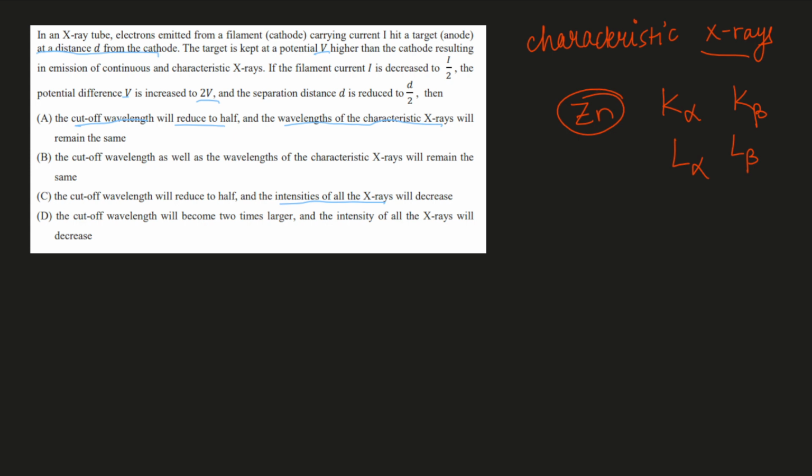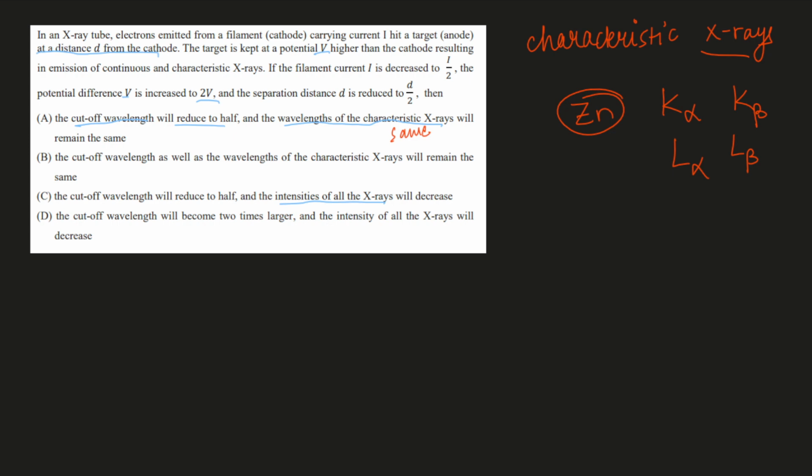It does not really depend on the conditions that you put it in. Its intensities might change, but the type of X-ray it would emit, that won't. So the wavelength of the characteristic X-ray will remain the same. Next is the cutoff wavelength. The cutoff wavelength is the smallest wavelength that you can get, and you get the smallest wavelength when you have the highest energy.